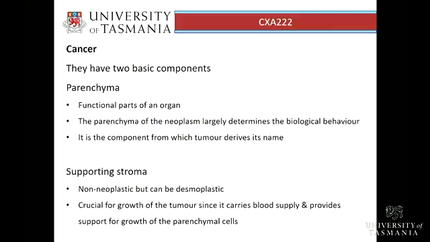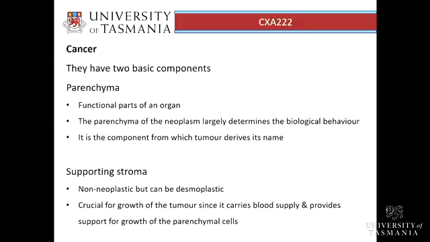And it's from this that the tumour derives its name. We'll have a look at nomenclature shortly. The supporting stroma, this is quite interesting, and a few students get a little bit hung up on this. It's not neoplastic. So the stroma, the connective tissue that is surrounding the neoplasia, is not neoplastic in itself, but it is desmoplastic. So this is basically a term given to non-cancerous supportive tissue that is supporting a cancer, because it does have a different appearance.